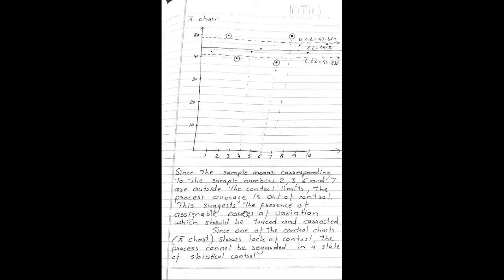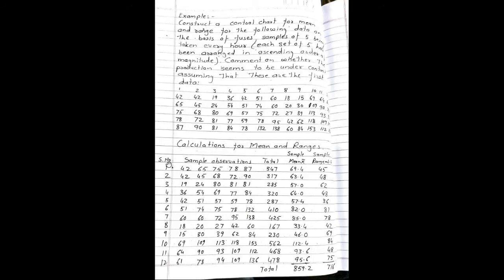This suggests the presence of assignable causes of variation which should be traced and corrected. Since one of the control charts, that is the X bar chart, shows lack of control, the process cannot be regarded as in a state of statistical control. See the next example.